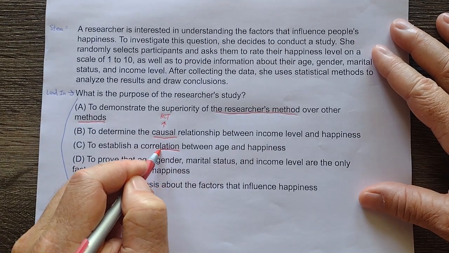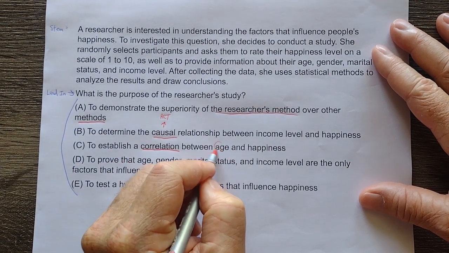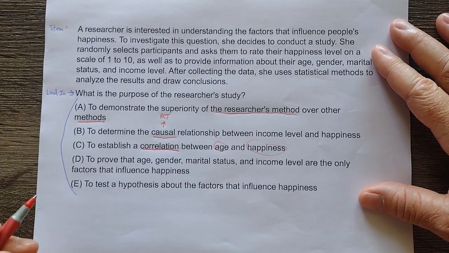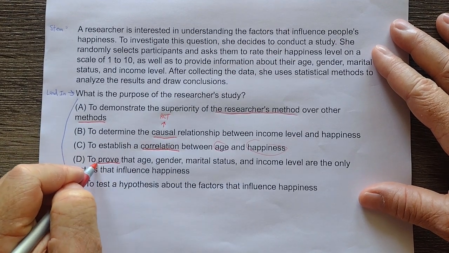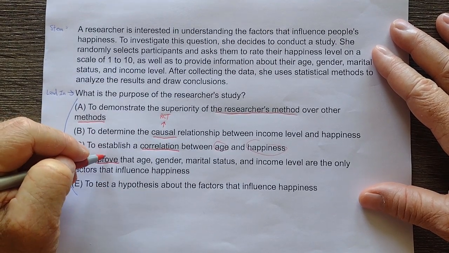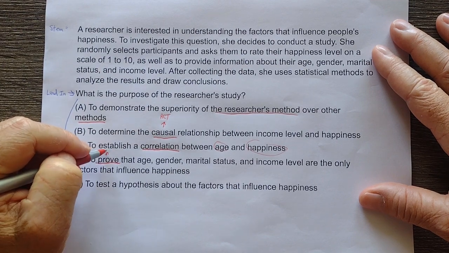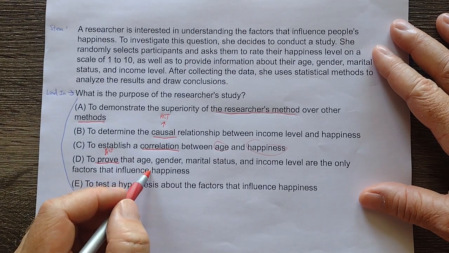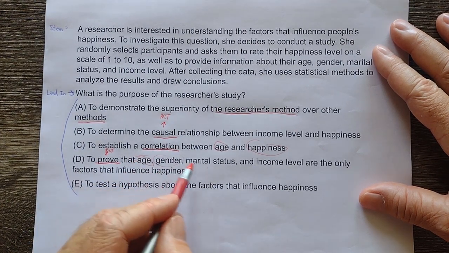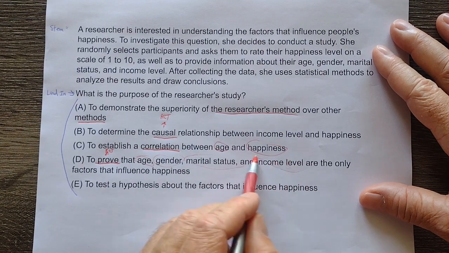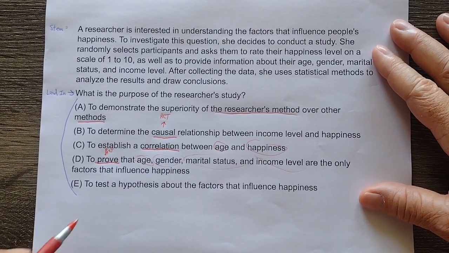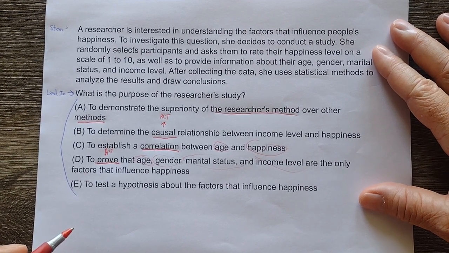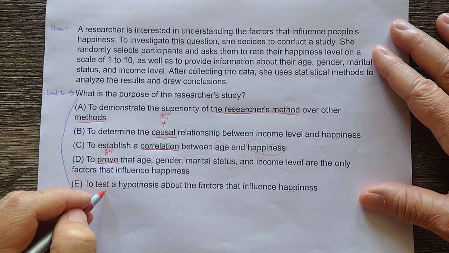And then, to establish a correlation. A correlation is really just a relationship between age and happiness. So that's what I'm going to be looking at there, to talk about a correlation. Here, again, we use the word prove. Prove is a lot like causality, and so that's going to be looking more towards a randomized controlled trial, and then they're going to be looking at things like age, gender, marital status, and income level. And then, to test a hypothesis about the factors that influence happiness. So this would be some kind of a test.